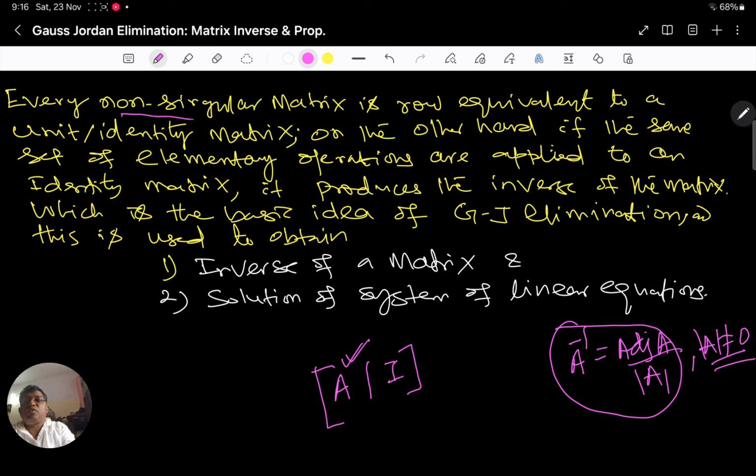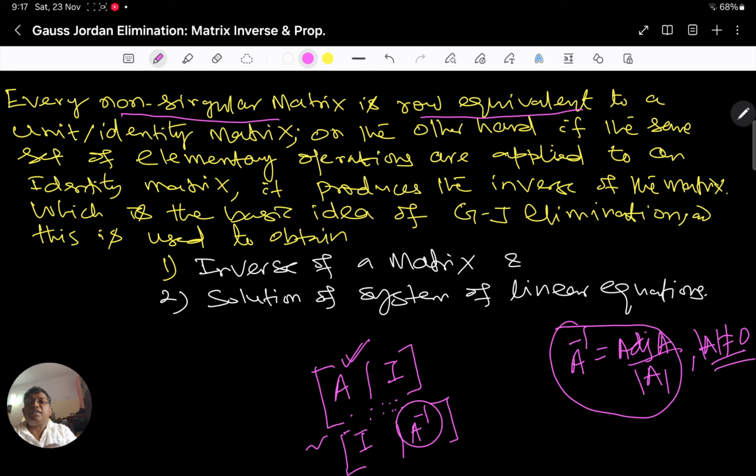So every non-singular matrix is row equivalent. We apply the set of row operations here. Now if you apply the set of row operations and try to bring it to the identity here, then whatever comes here will be the inverse of the matrix.